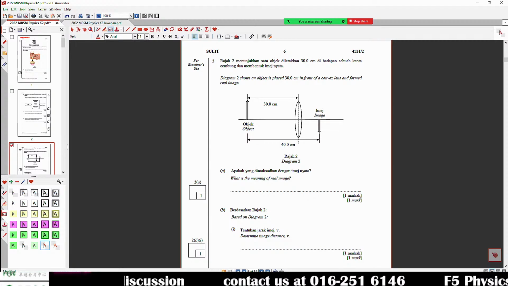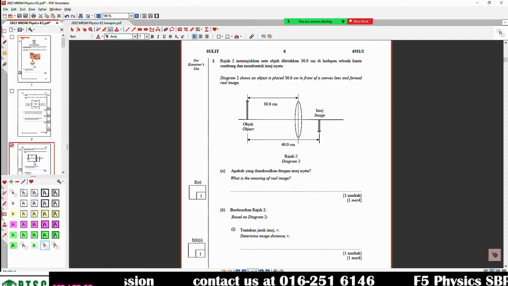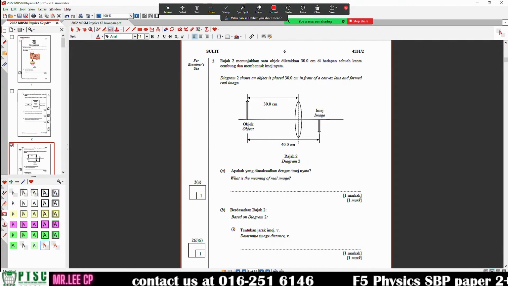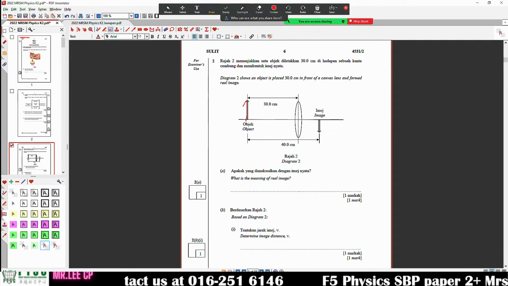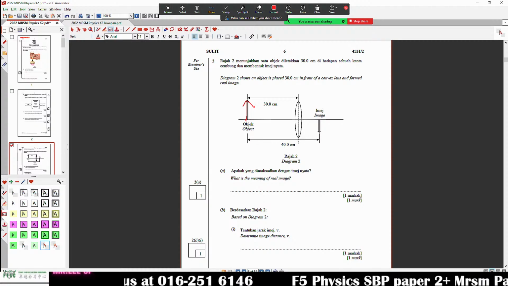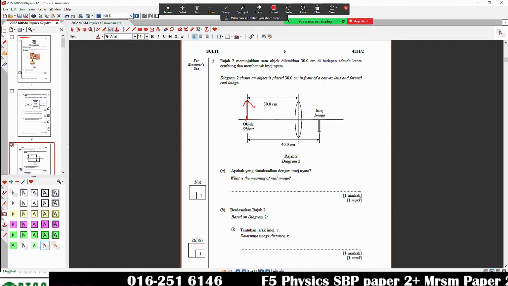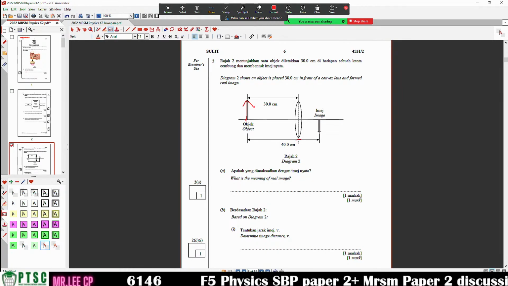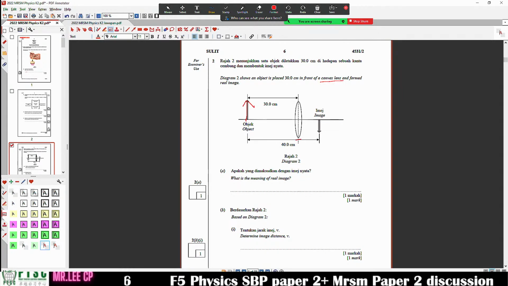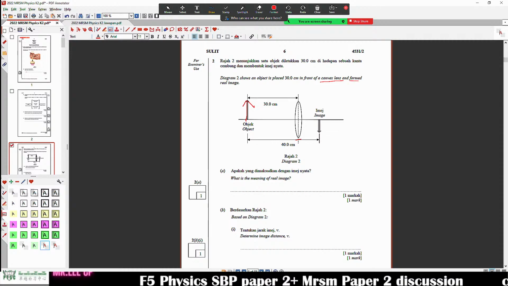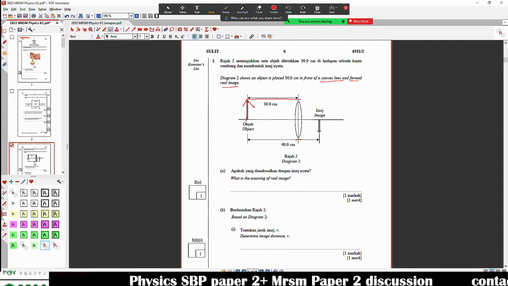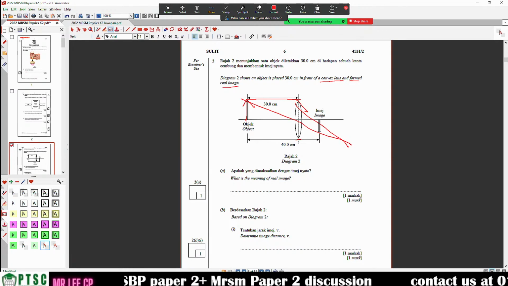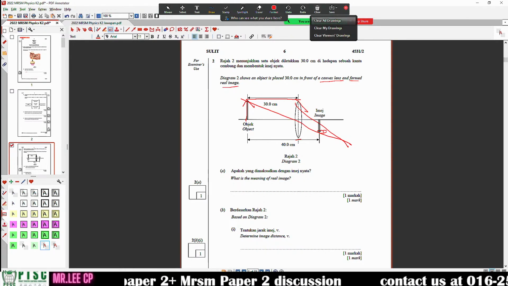Alright, number 2. Okay, I read the question first. The diagram 2 shows the object at 30 cm here. At 30 cm, object is here. Now if you want to draw, you have to read. This is placed in front of the convex lens. Then the image formed is a real image. So normally you draw here, then you draw through the focal length, and then you draw through one. You form one image here.